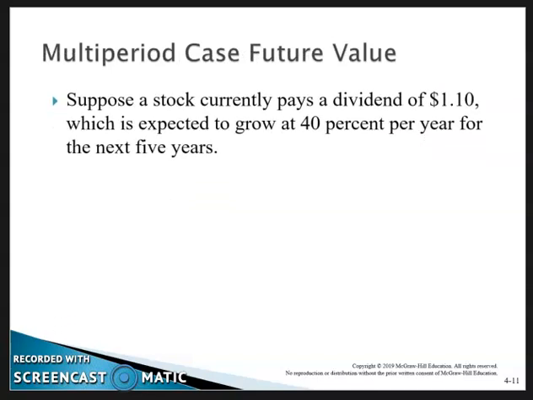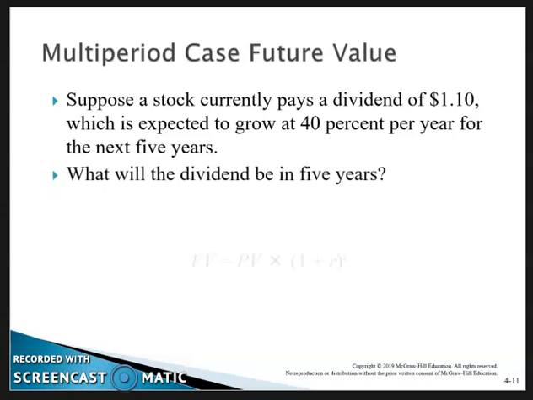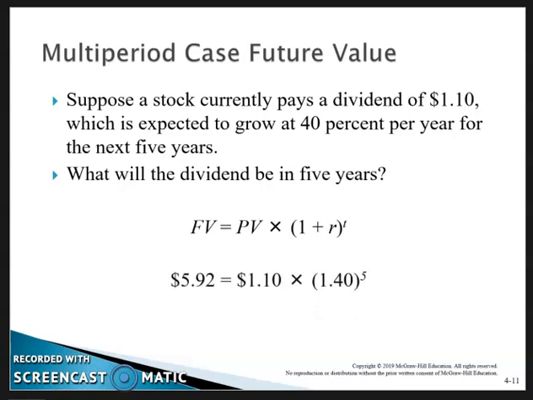A stock pays a dividend of $1.10, and it's expected to grow 40% per year for the next 5 years. What will the dividend be in 5 years? So it's the future value of the present value. Present value is our $1.10, and then 1 plus the 40%, and then t is 5. So that's $5.92 after 5 years. Probably all wish we could invest in a stock with dividends that would grow that fast.